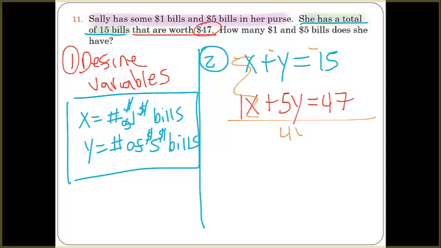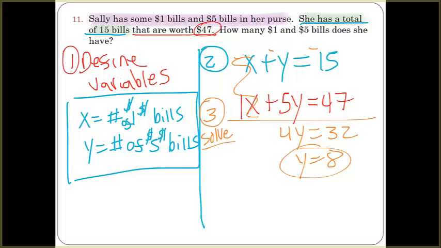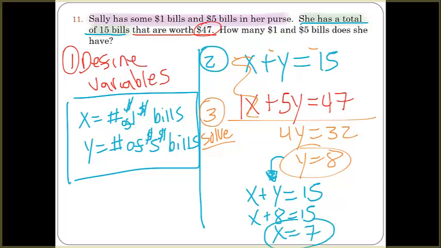I'm left with 4y equals 32. Divide and get y is equal to 8. Okay, so I guess your third step could be to solve. So now you're using elimination or substitution. And I tell everybody, like I said, use the first equation, x plus y is equal to 15, and you plug in the variable that you just found. So you get x plus 8 equals 15, so that means x is equal to 7.